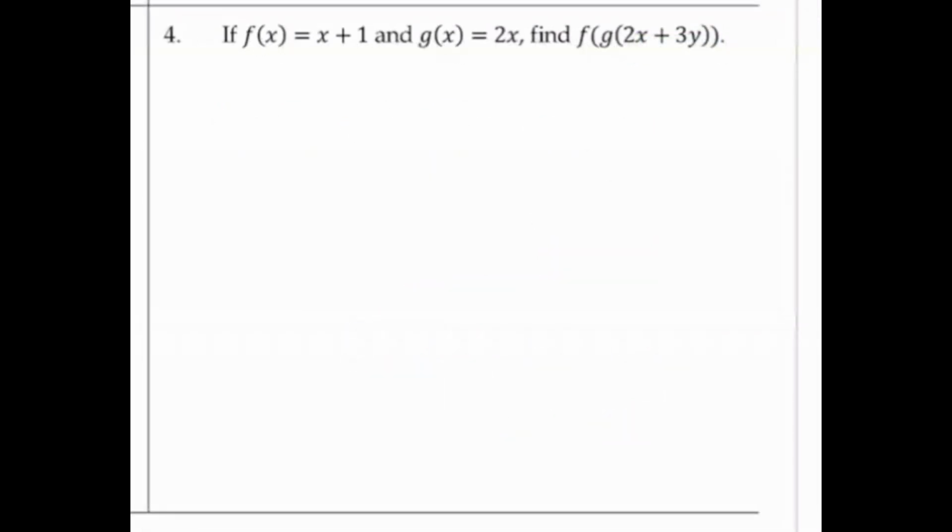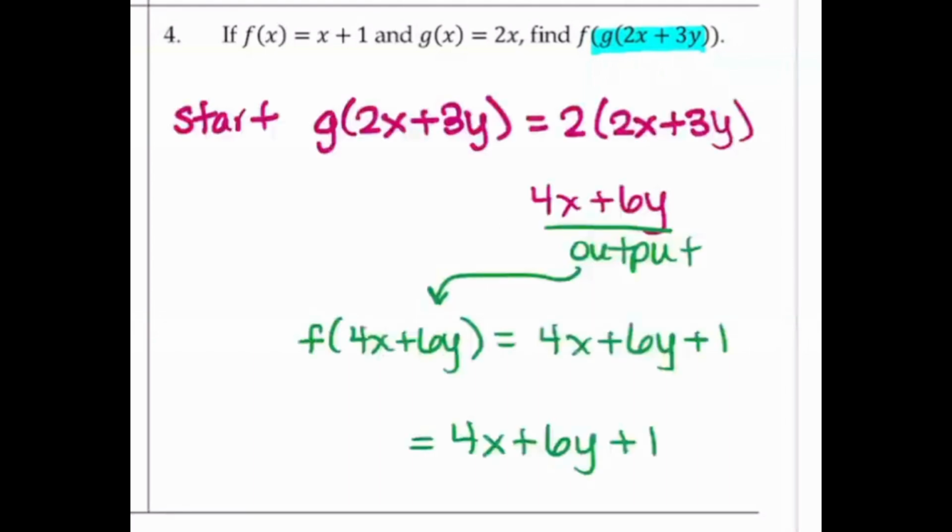For number 4, same two functions. We have the f function and the g function. We have f composed of g of 2x plus 3y. We identify the function we have to start with, get an output. That output becomes the next process. So I'm going to let you guys try this one out. All right, so we start off with the g function. We input this 2x plus 3y, evaluate, get an output of 4x plus 6y. That now becomes the input for the f function, giving us a final output of 4x plus 6y plus 1.